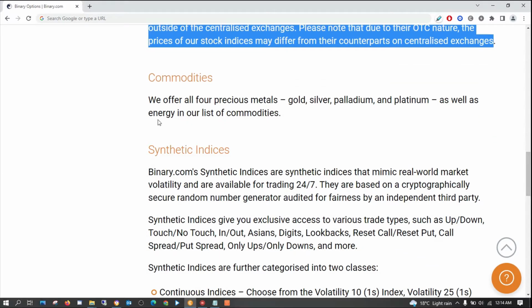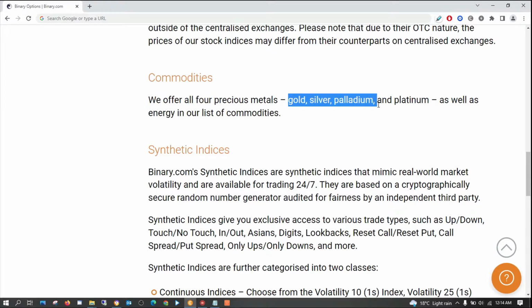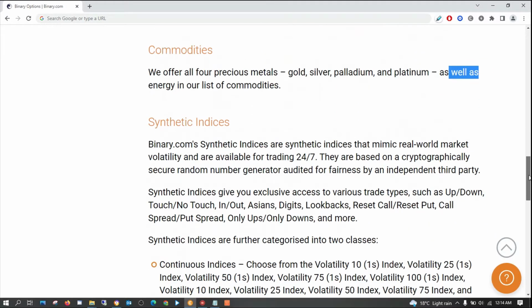And then we have commodities. Like we said, they are all four precious metals, which are gold, silver, palladium, and platinum, as well as energy. The energy list includes petroleum. So we also don't want to trade on commodities here.